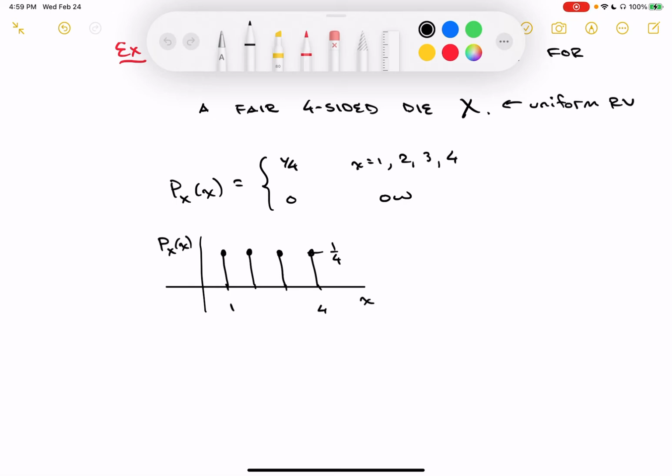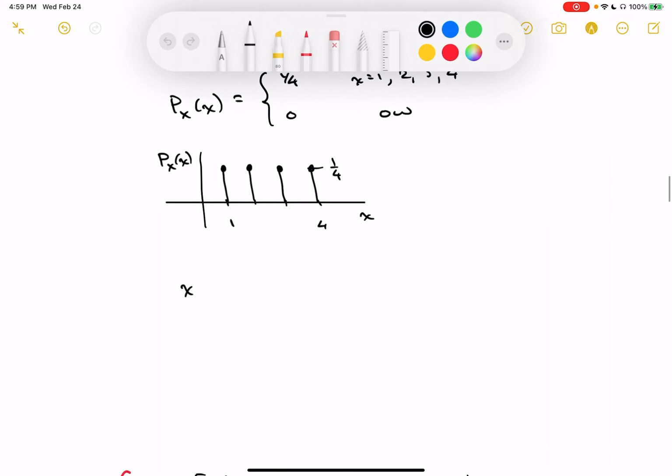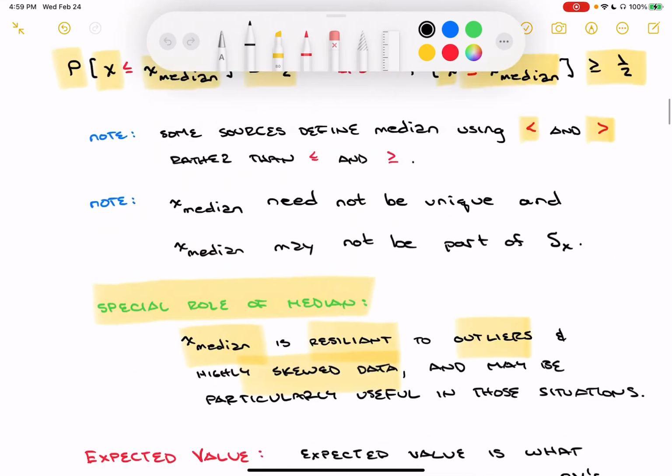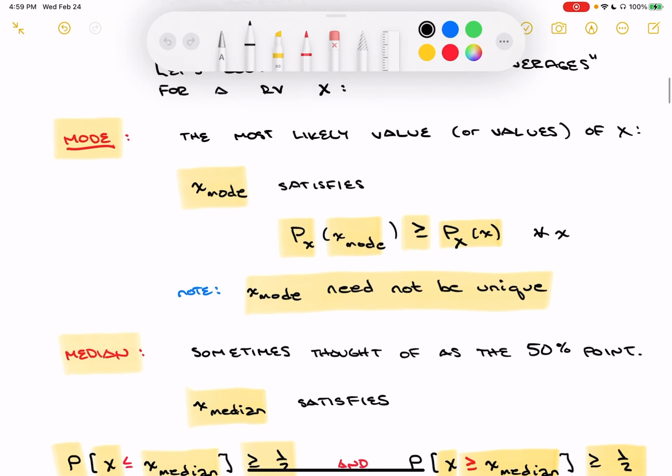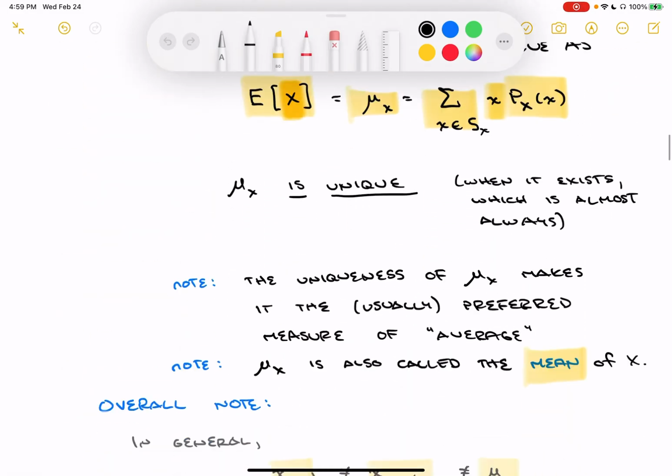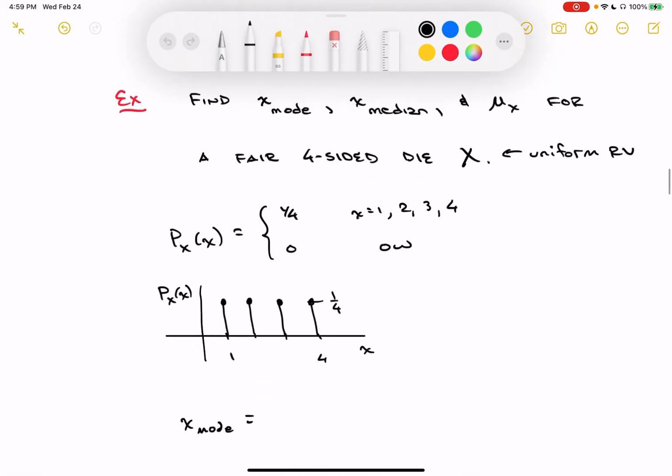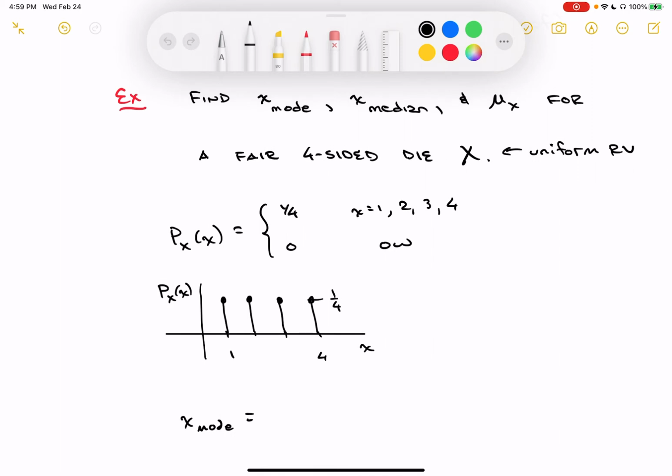From this, I would like to figure out what the mode, the median, and the mean of this particular random variable are. Let's start with the mode. So what is x mode equal to? If you remember, if we go back up to the conditions, the mode says that the probability mass function at the mode is greater than or equal to the probability mass function everywhere else. It's basically the tallest, highest point of probability in our distribution.